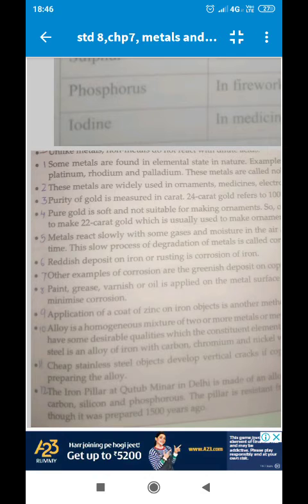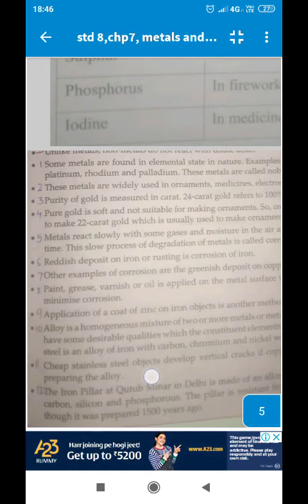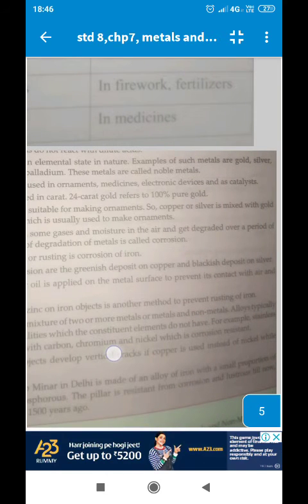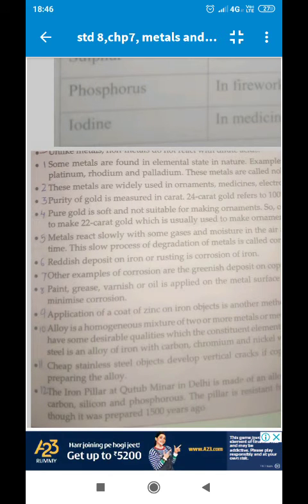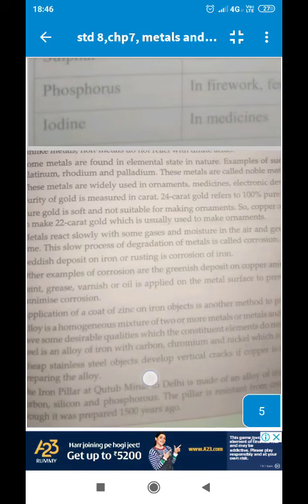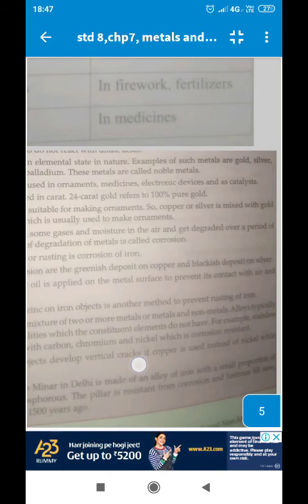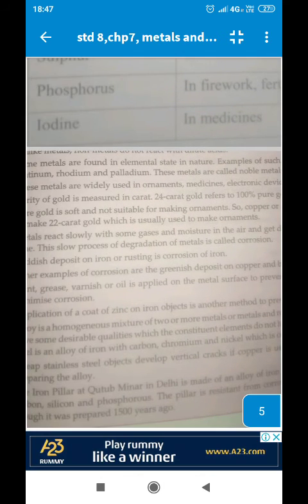Now, what steps should be taken in order to avoid corrosion? So, paint, grease, varnish, or oil is applied on the metal surface to prevent its contact with the air and minimize the corrosion. Application of a coat of zinc on the iron objects is another method to prevent the corrosion of iron.